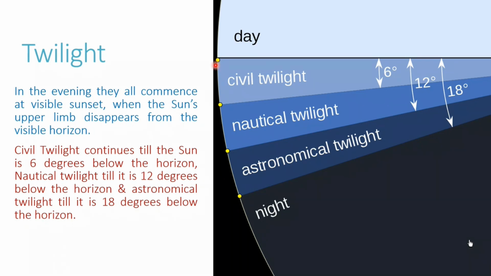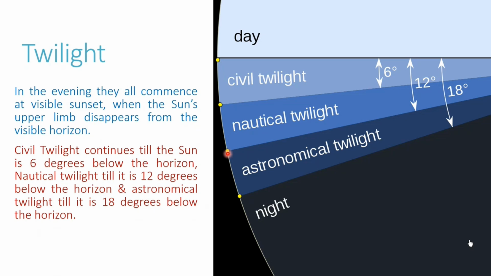The civil twilight continues till the time the sun is 6 degrees below the horizon. At this particular instant, the sun has gone 6 degrees below the horizon. You can see it is represented in the diagram also. Sun is 6 degrees below the horizon, and this is the period when civil twilight ends. The other two continue. The sun goes further down, and when the sun is 12 degrees below the horizon, the nautical twilight ends.